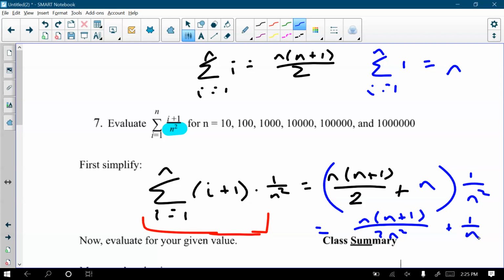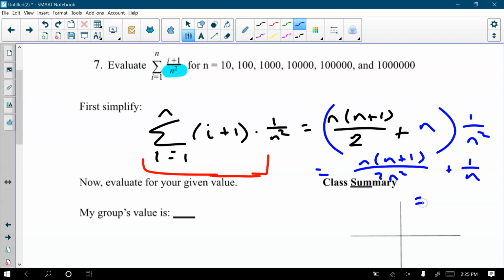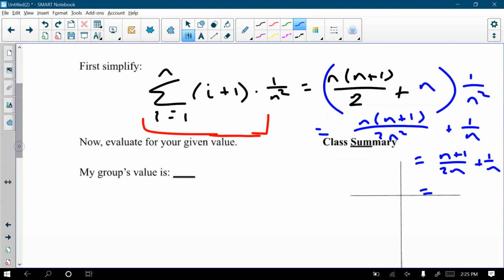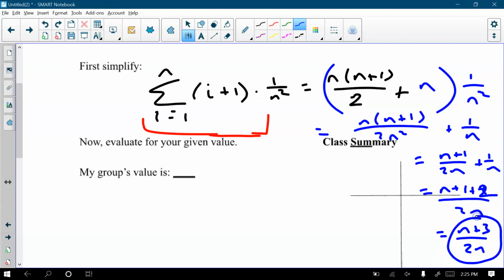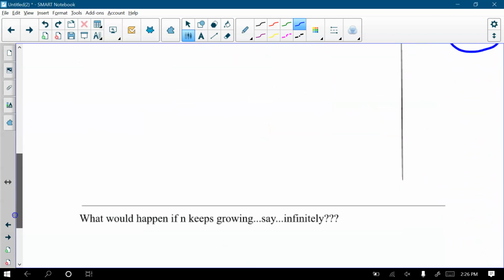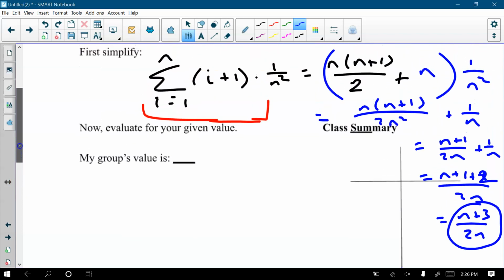Aha! Now we could simplify that. That's going to be n plus 1 over 2n plus 1 over n. Now we could simplify that even more if we want to get a common denominator. And we could get n plus 1 plus 2 all divided by 2n. And we could simplify that more as n plus 3 over 2n. And I really hope I didn't make a mistake. Let me pause to check my work. Yep, that looks good.